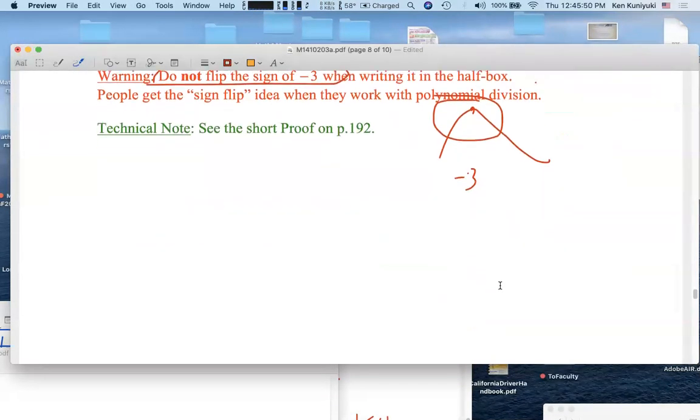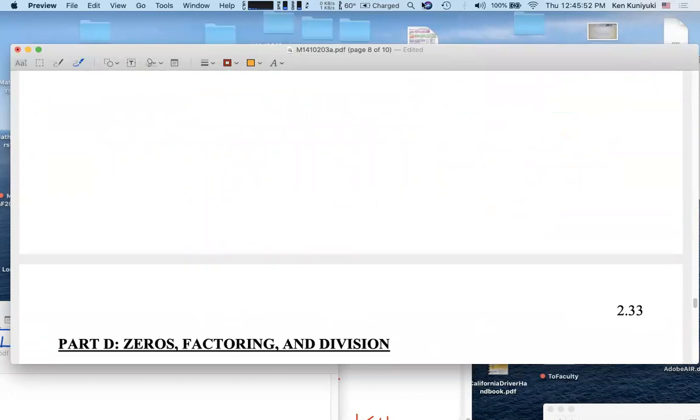Next up, how is this all related to polynomial theory? Zeros, factoring, and division. Next time.